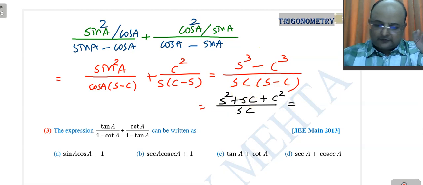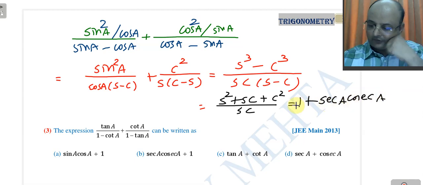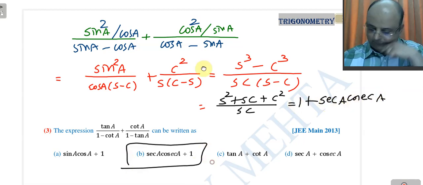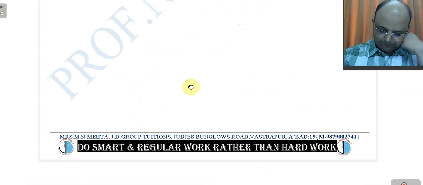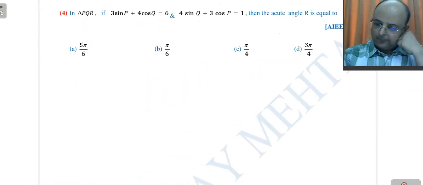SC upon SC will be 1. S square plus C square means 1. 1 upon sin cos means sec A cosec A. So it is sec A cosec A plus 1. Yes, it is here. So that was also easy. Okay, so that was question 3. We go for question 4.